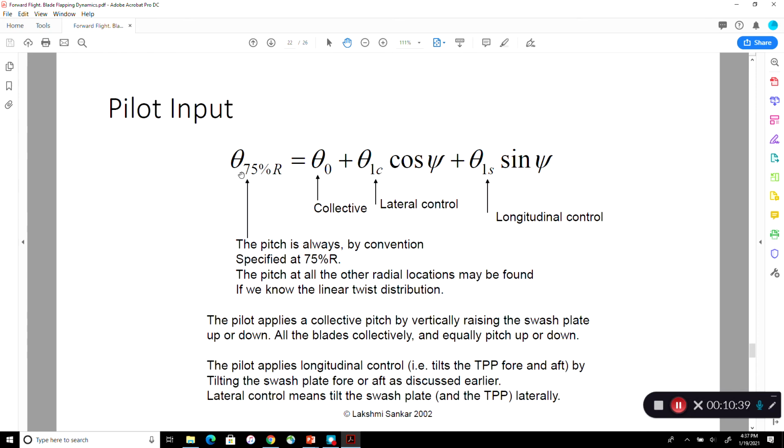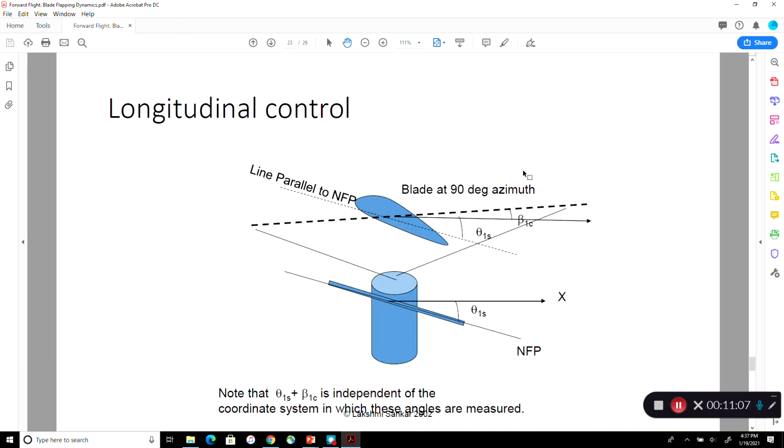Now, the pilot is inputting theta naught, theta 1c, theta 1s. If he moves all the control rods up, all of them at the same time, all the blades will pitch up collectively. On the other hand, if the Schwarz plate is tilted one way or the other, one rod will go up, the other rod will go down, producing a cyclical input, as we saw earlier. So this is the pilot's input, and it is taking place in the Schwarz plate plane.